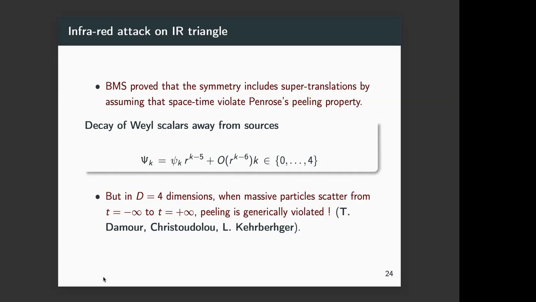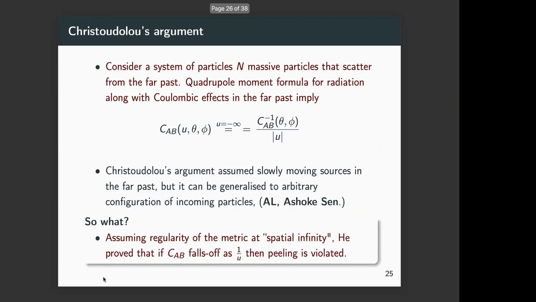I mean, this result, although it remains controversial, has been derived using different arguments by Damour in the 80s, then Christodoulou in the early 2000s, and then recently by Kerberger in a series of papers in the last 5 years. I will just briefly discuss this argument because it is quite important for us. Here is Christodoulou's argument, which is very beautiful in my opinion, but also very simple to understand.